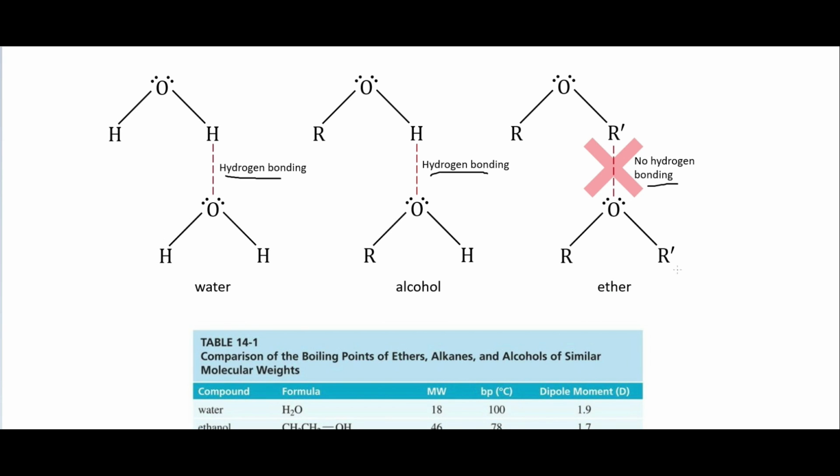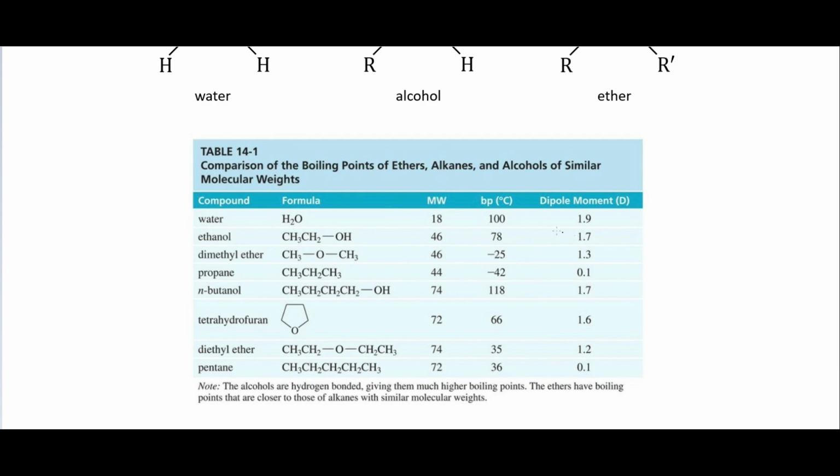And that makes a pretty big difference when it comes to the boiling point. Water has a boiling point of 100 and ethanol of 78. Then we get down to dimethyl ether, and that is negative 25 degrees Celsius, which is a lot closer to propane, which is the alkane of similar molecular weight. So it's very close in molecular weight to the propane.